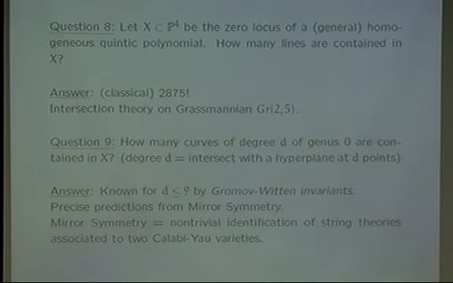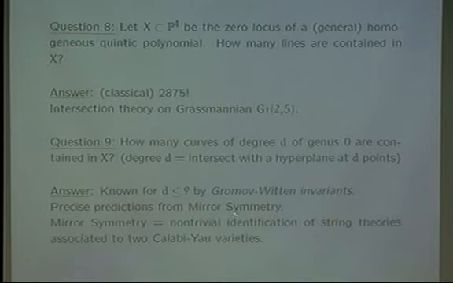Okay, next question. This is the case of degree 1 curves, counting of lines. Then you can ask the same question: how many curves of degree d are contained in this quintic hypersurface, the quintic threefold? Surprisingly, this is also a very difficult problem. And this is known only for degree d less than or equal to 9. This is done by Gromov-Witten invariants. And also there are precise predictions from mirror symmetry, whatever that is.